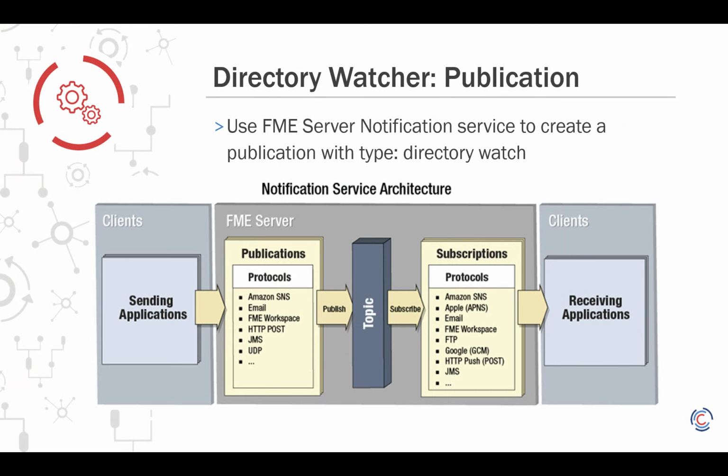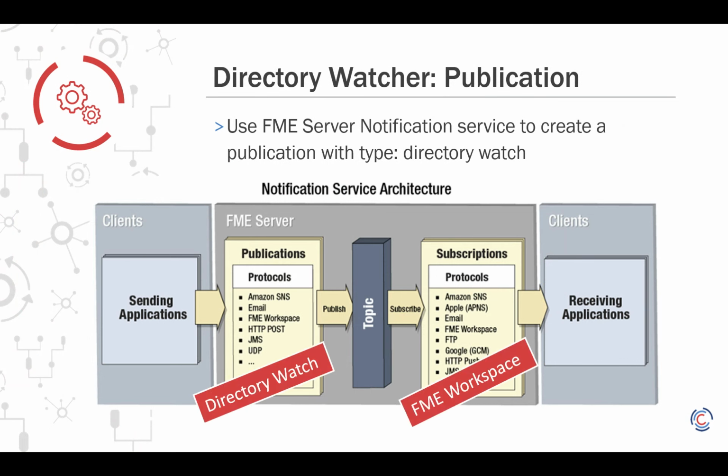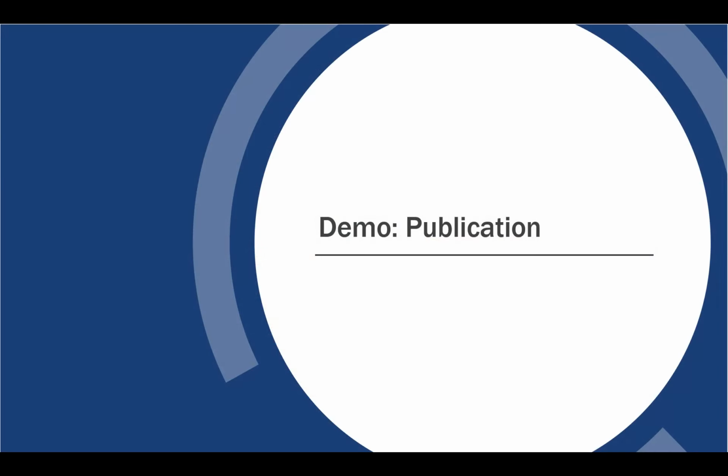and then that information can be used by the subscription to start a different process. In our case, the publication will be the directory watch, which will send a notification or a JSON string to the topic, and the subscription, or our FME workspace in that case, will watch the topic for the incoming JSON string. So let's do a quick demo of this.